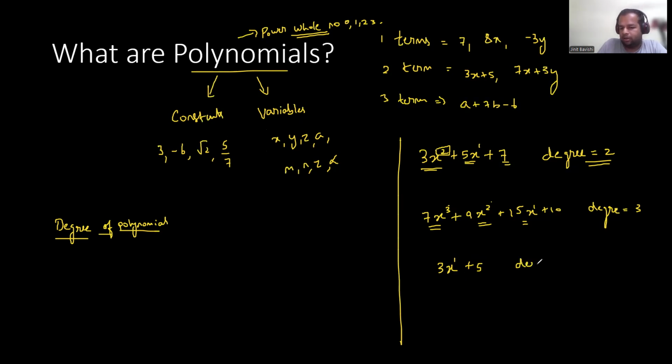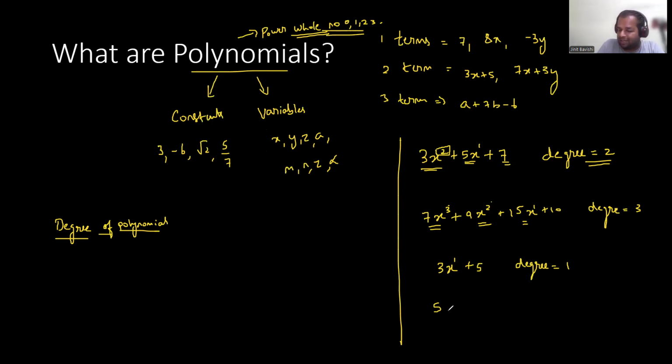Degree will be 1. Okay. Now, if I just take 5, is this a polynomial? The first question. The answer is yes. So I told any expression which has the power of the variable as 0, 1, 2, 3, right? I told the power should be a whole number.